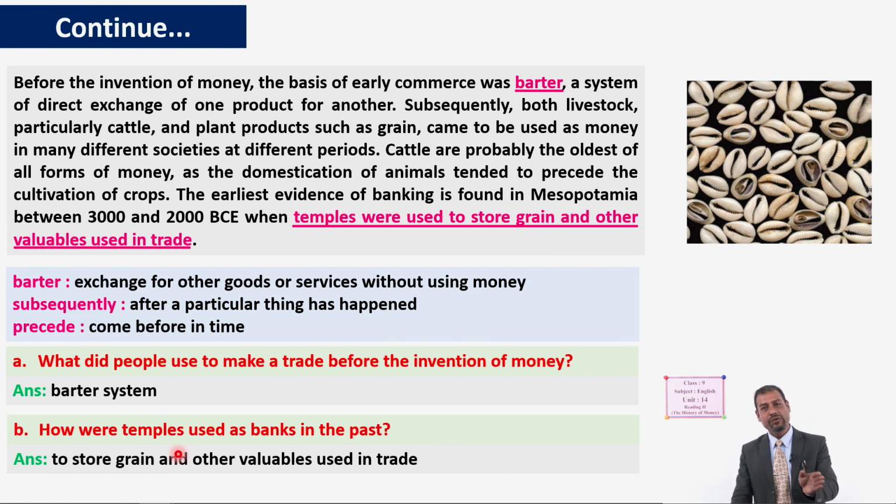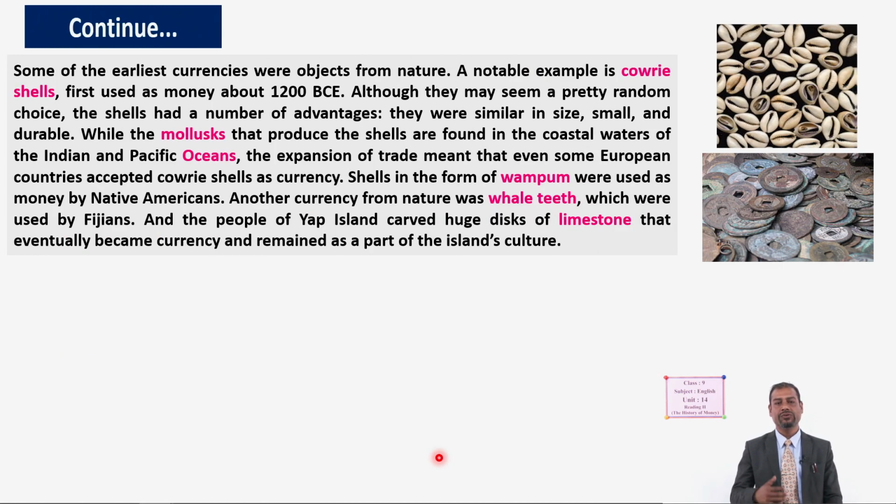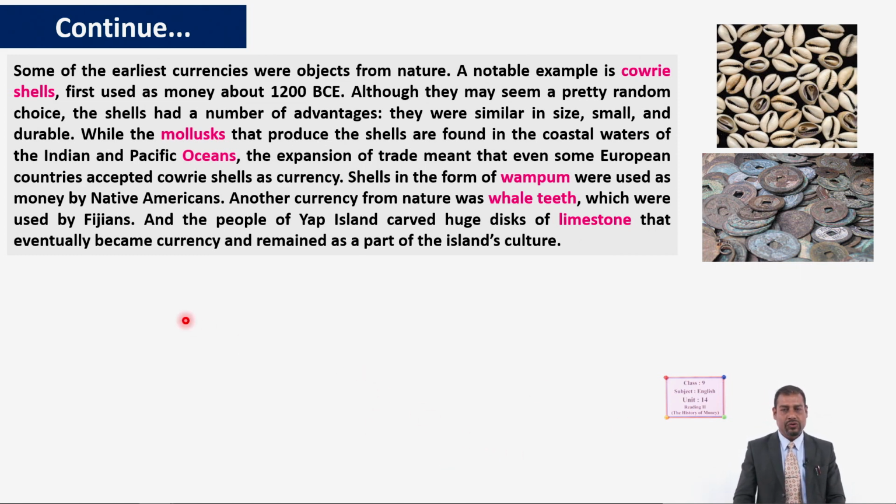Okay, and if you want to write in complete sentence, you can write down, temples were used as banks in the past by storing grain and other valuables used in trade. In this way you can write down. But I have already told you that we can write down only the main ideas in the comprehension task. So have you got it? Good. If so, let me take you to another text again, that is another paragraph. So let's start reading together.